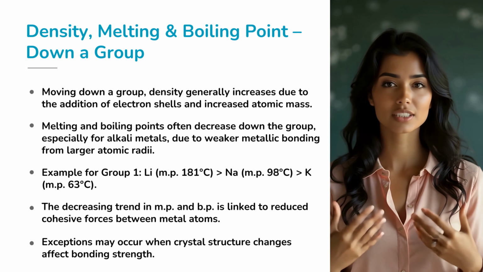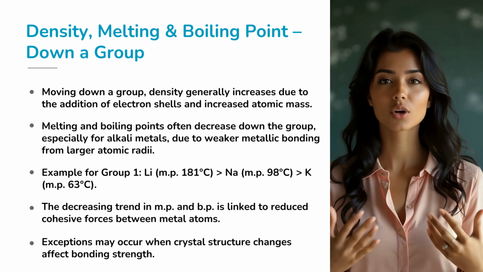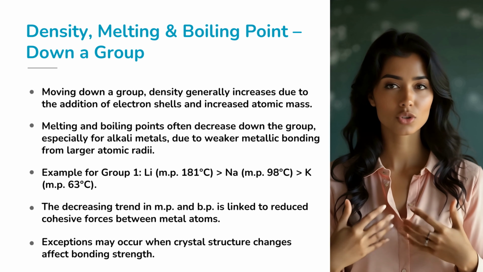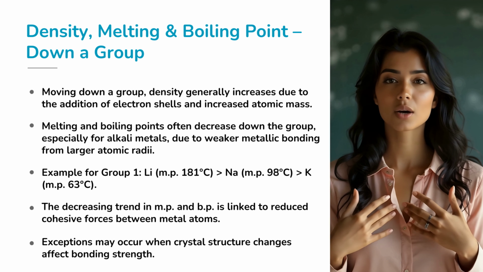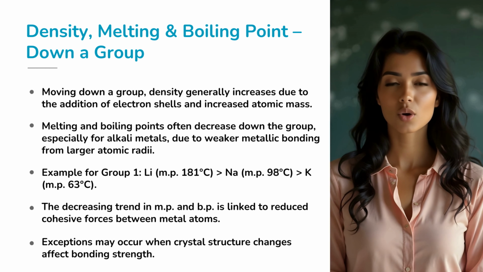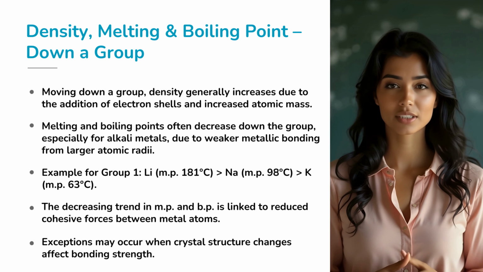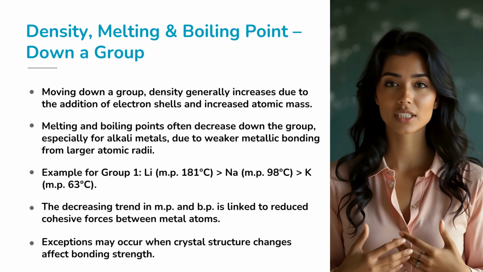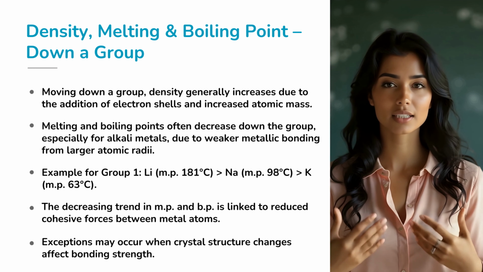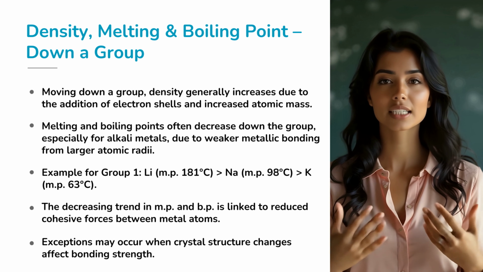This happens because as we move down a group, the atomic size increases and the electrons are farther from the nucleus. The metallic bonds become weaker, which makes it easier for the atoms to break apart, lowering the melting and boiling points. This is why metals like potassium have lower melting points compared to lithium. Their larger atoms don't hold on to their electrons as tightly.